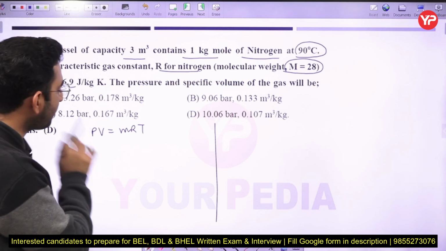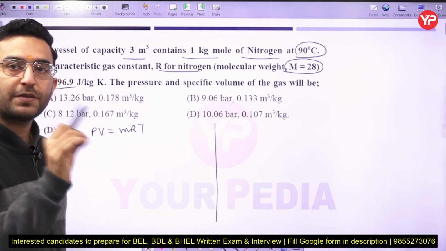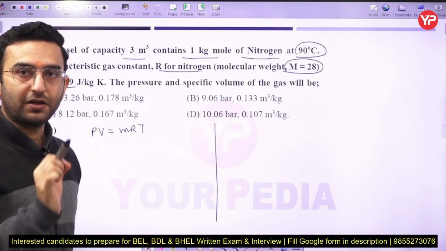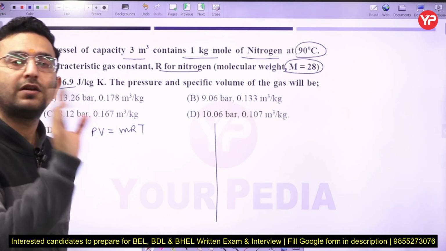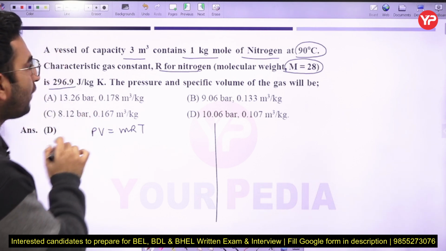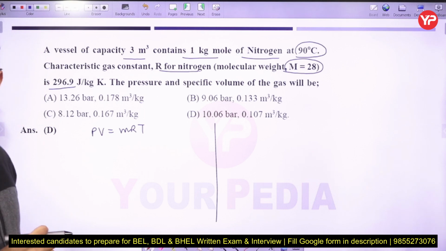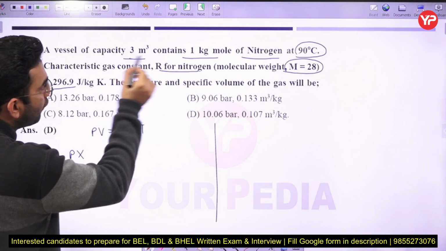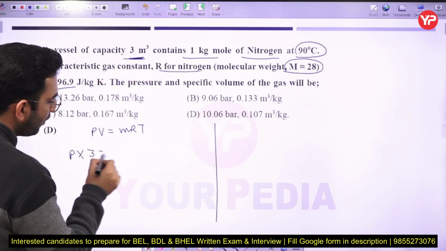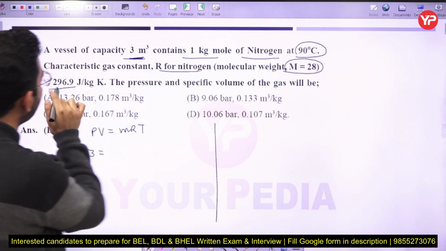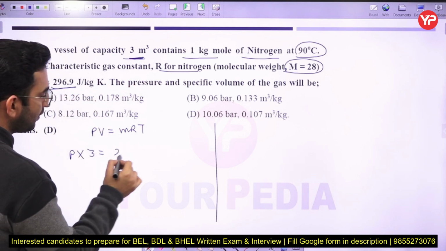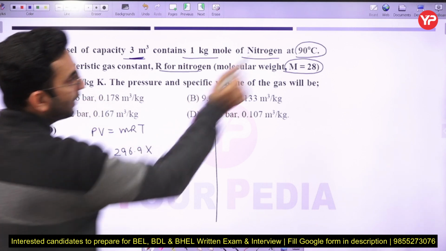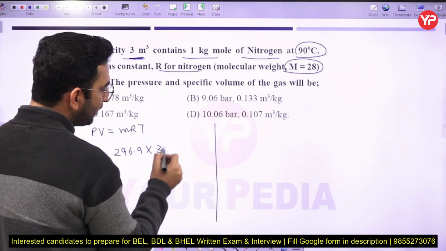Here P is representing the absolute pressure, V is representing the volume, m is representing the mass of the nitrogen, R is representing the characteristic gas constant, and T is representing the temperature. In this case you want to find out the value of P. So I am just putting in the values. First of all, the total volume is given as 3 meter cube. The value of the characteristic gas constant is given as 296.9 joule per kg Kelvin. The temperature is given as 90 degrees Celsius, that is 363 Kelvin.